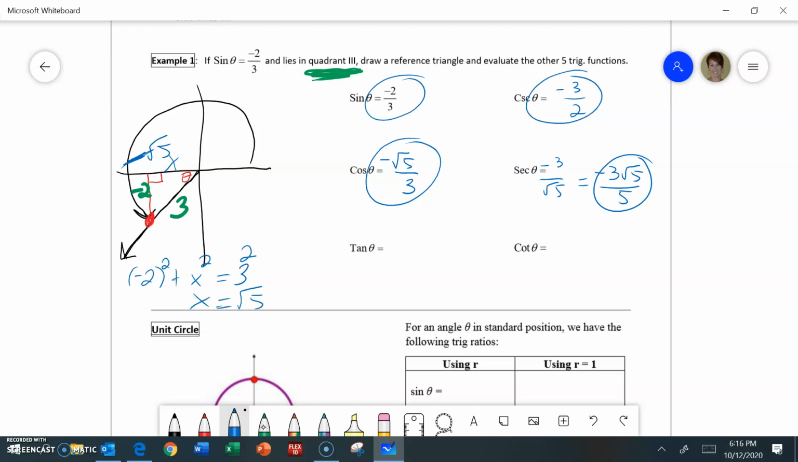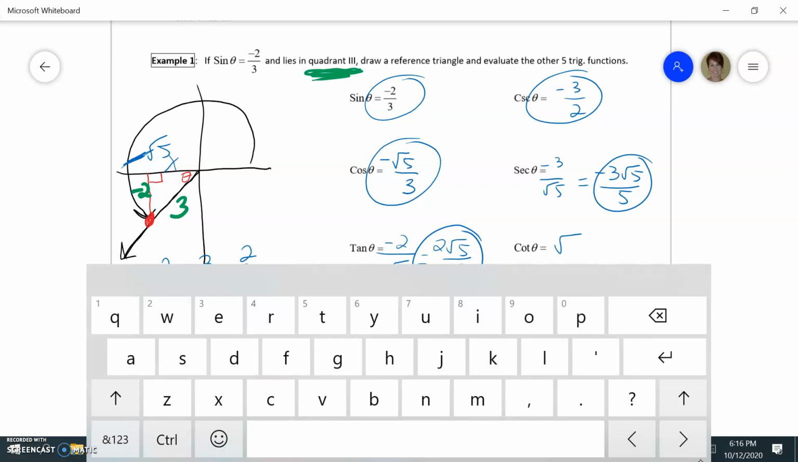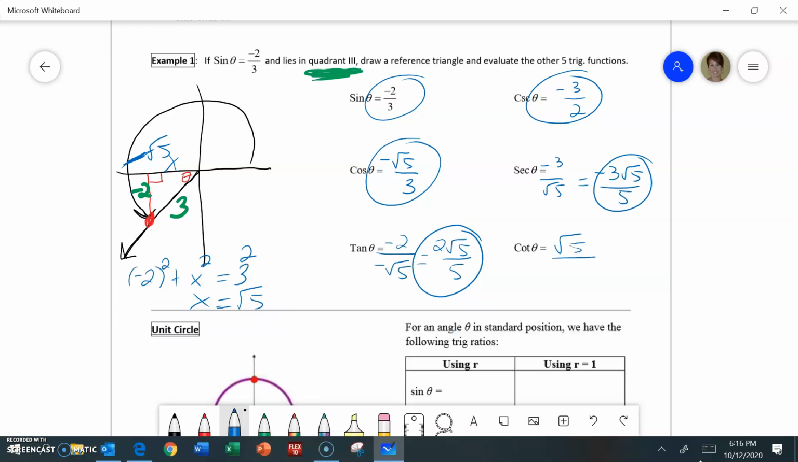Our tangent would be opposite over adjacent. So that would be a negative over a negative, which is a positive. And when I rationalize, I have 2 radical 5 over 5. And then our cotangent would be the reciprocal, which would just be radical 5 over 2. So it's really not that much different than what we did before. It's just you're not given the point. So just be very careful on whether you're going to the right or to the left of the x-axis, and be careful with your positive and negative signs.